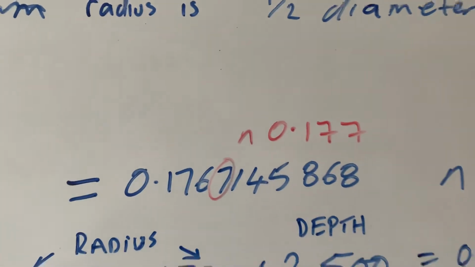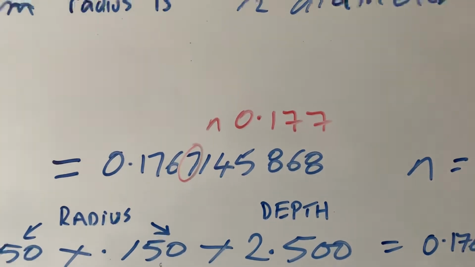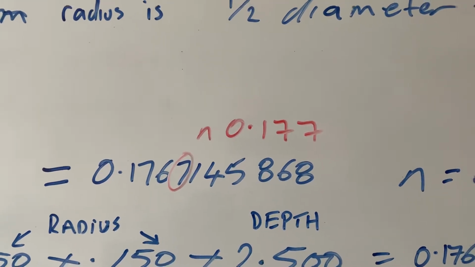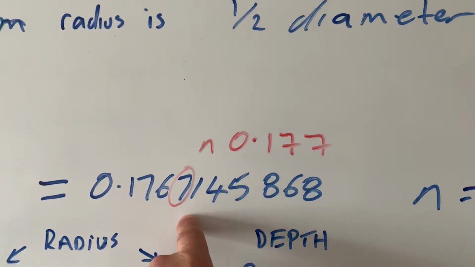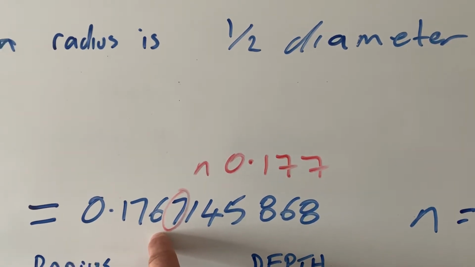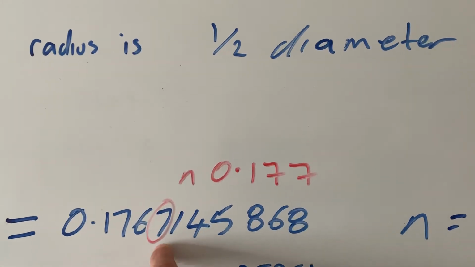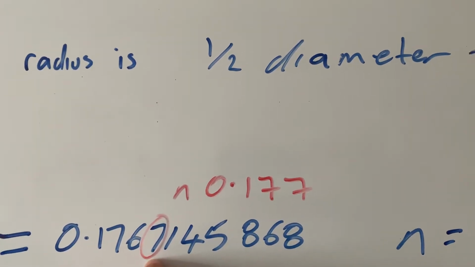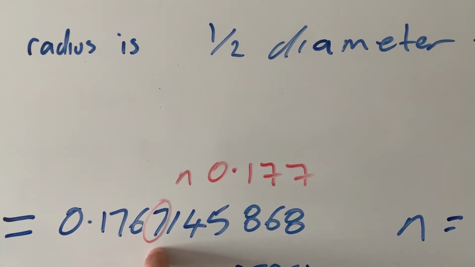Now, when you do your calculation, you'll come up with this number, 0.1767145868. Now, because this number here is greater than 5, that makes that number 6 a 7. We're only concentrating on the first 4 digits past the point. Now, if that was a 4 or less, that 6 would stay the same, okay? You always round up a number if the number after it is 5 or greater.